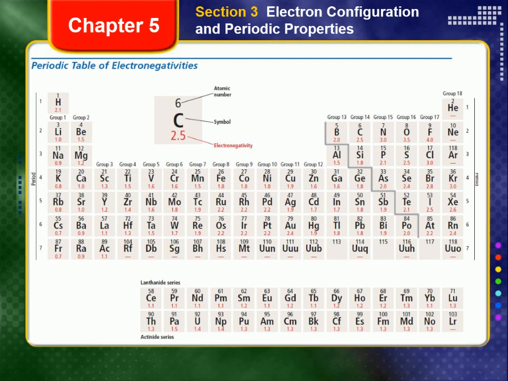The combination of the period and group trends in electronegativity results in the highest values belonging to the elements in the upper right of the periodic table, and the lowest values belonging to the elements in the lower left of the table.